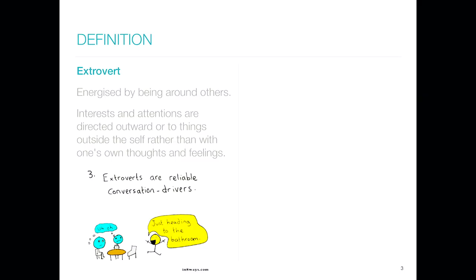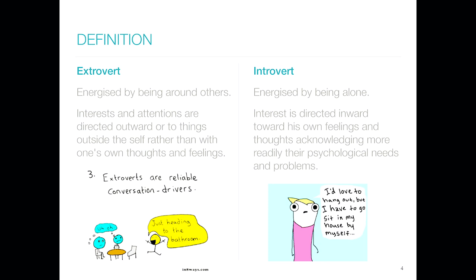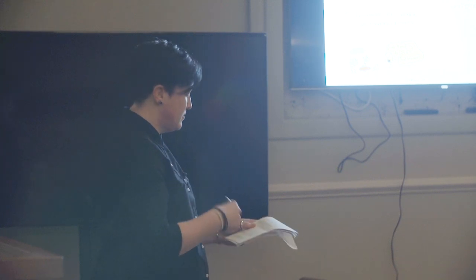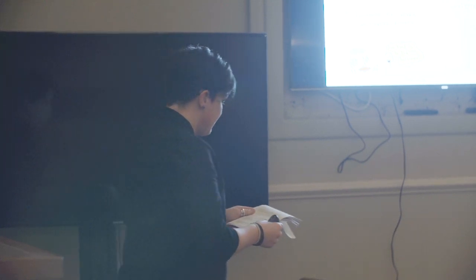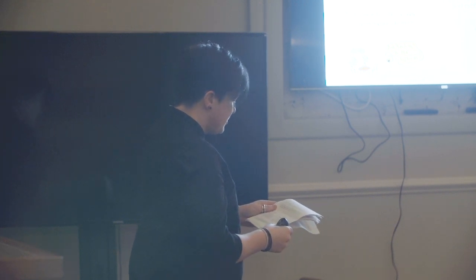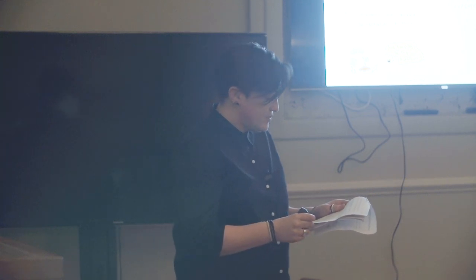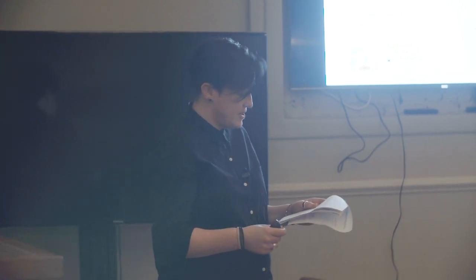So the definition here: extroverts love being around people. They get energized by being around people. Introverts enjoy spending time on their own. Extroverts' interests and attentions are directed outwards. Introverts tend to think more about themselves. Looking at these definitions, you can see that the extrovert likes to obtain gratification from what's outside the self, whereas an introvert is predominantly concerned with and interested in one's own self, tending to recharge through solitude.